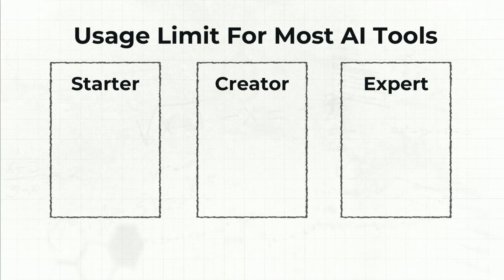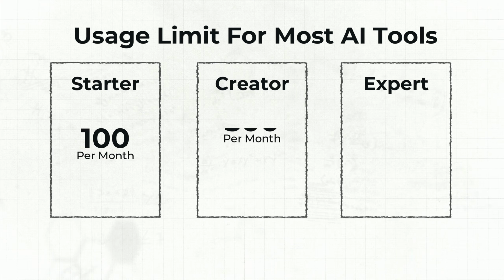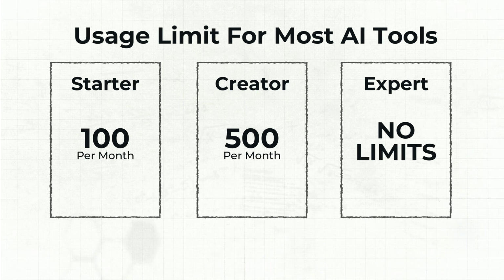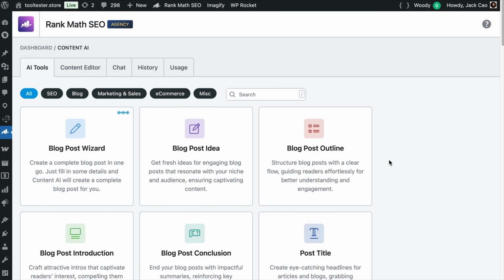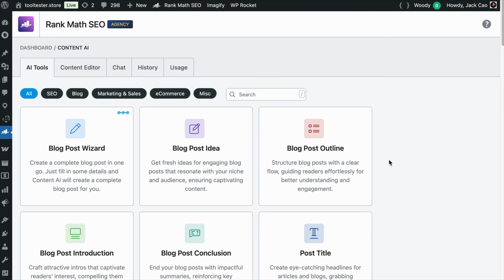The usage limits for tools in this category are 100 per month for the Starter plan, 500 per month for the Creator plan, and unlimited usage for the Expert plan. The usage resets to 0 every month. The tools in this category are every tool in the Content AI module, except for Blog Post Wizard. I'll talk about this in a while.